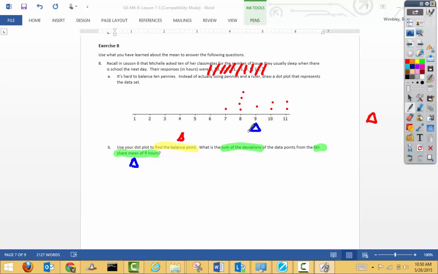So now let's check. It's saying, what is the sum of the deviations? Well, what should my deviations always add up to? Remember, sum means add. They should always add up to what? 0. Every single time it should add up to 0. So I don't even need to do any math because I know my deviations will always add up to 0 if I have that correct mean.